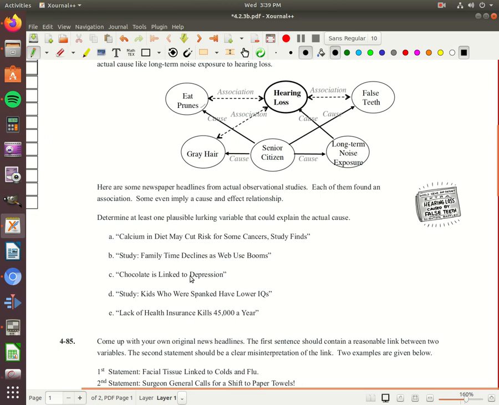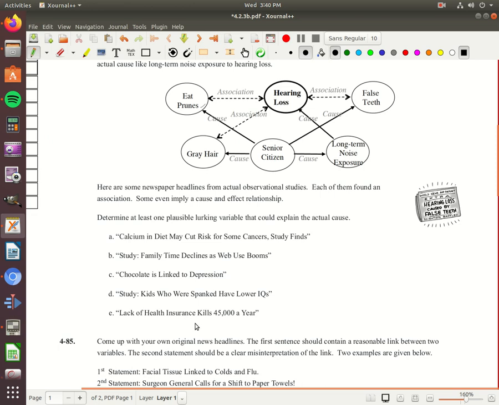Chocolate is linked to depression, right? So if you eat chocolate, you'll be depressed. Or who knows? Maybe people that are depressed eat chocolate. So that might be the issue there. Study: kids who were spanked have lower IQs. I honestly don't even really want to address this one. There's a lot going on with this, and I'm going to put this on YouTube, and I'm not super interested in being on CNN one day because a math teacher in Escalon said something about kids getting spanked.